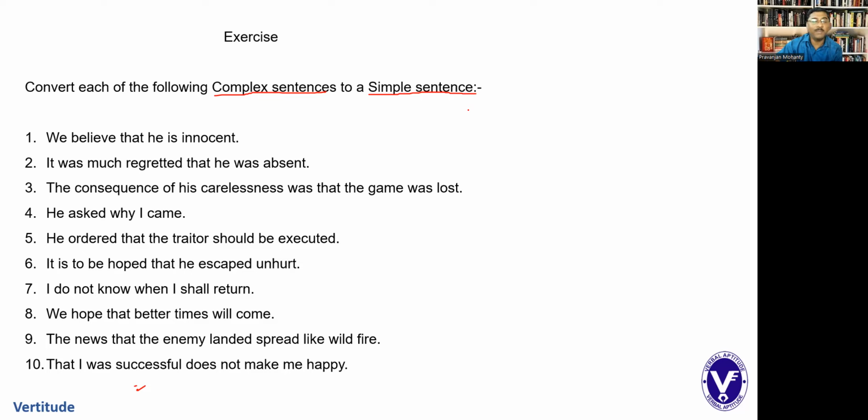We hope that better times will come. Hoping for better times to come. The news that the enemy landed spread like wildfire. The news of the enemy's landing spread like wildfire.